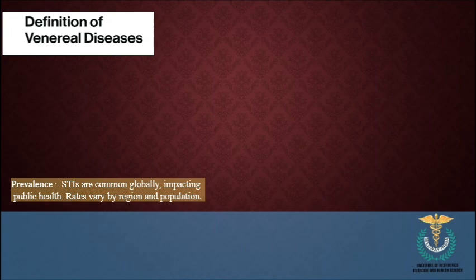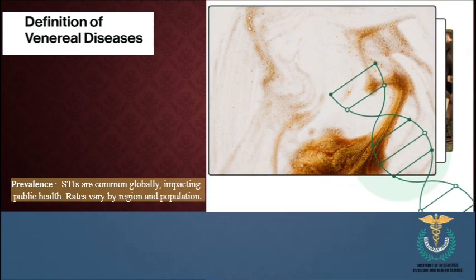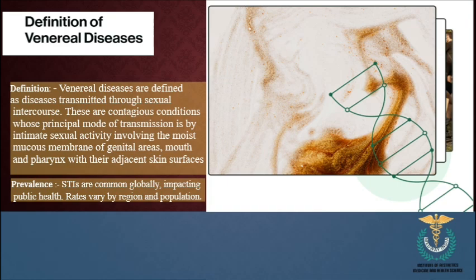Coming to the definition of venereal diseases, these are defined as diseases transmitted through sexual intercourse. These are contagious conditions whose principal mode of transmission is by intimate sexual activity involving the moist mucous membrane of genital areas, mouth, and pharynx with their adjacent skin surfaces.